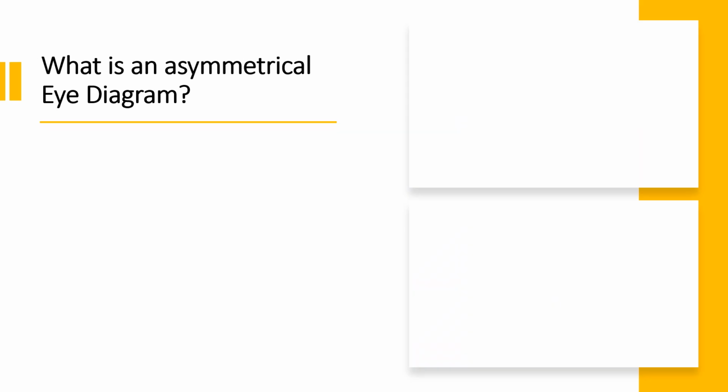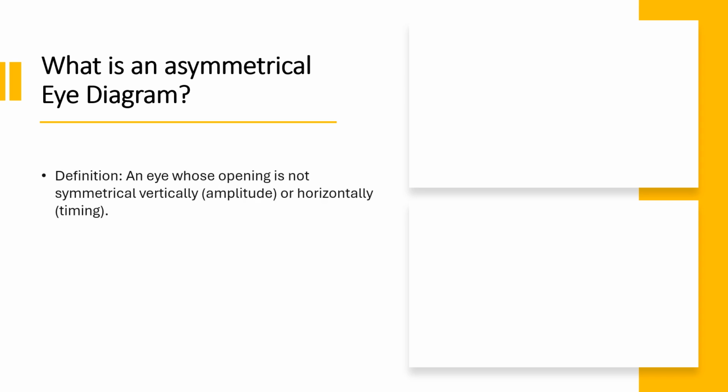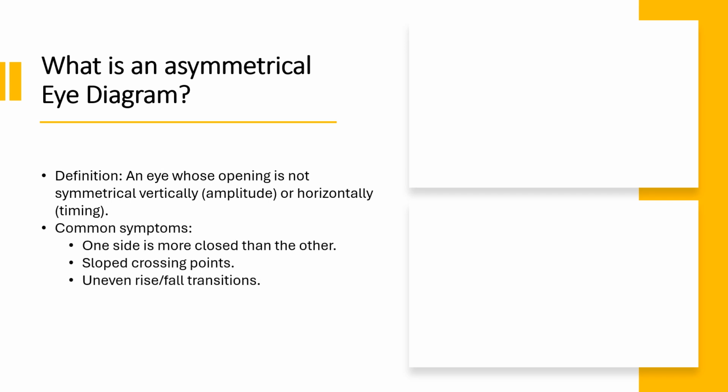Let us quickly discuss what an asymmetrical eye diagram is. An asymmetrical eye diagram means the eye isn't balanced properly, either in timing, that is the horizontal level, or in voltage, that is the vertical level. There are certain common symptoms of an asymmetrical eye diagram. First, one side is closer than the other. As you can see, there will be a slope of the crossing points, and some sort of uneven rise time and fall time transition.